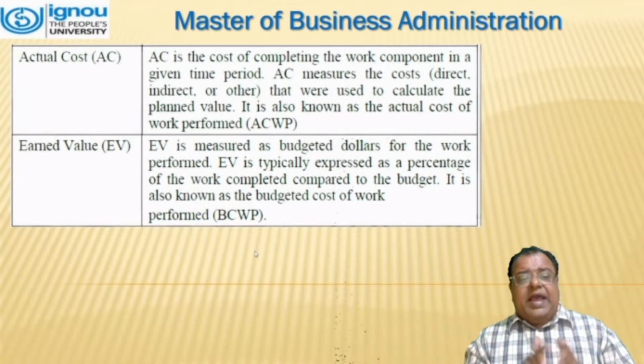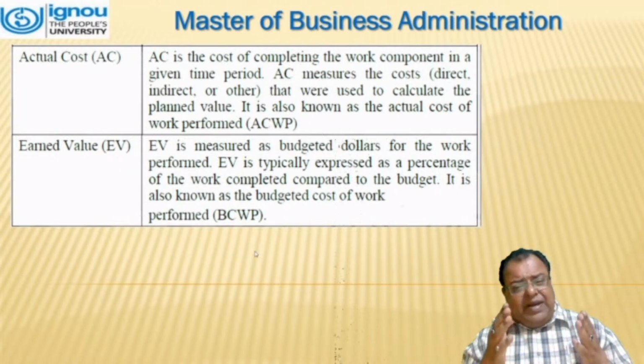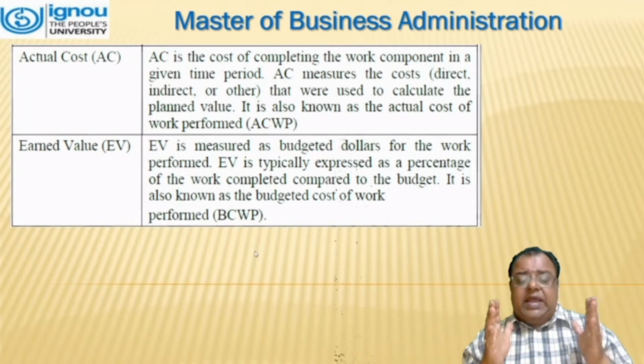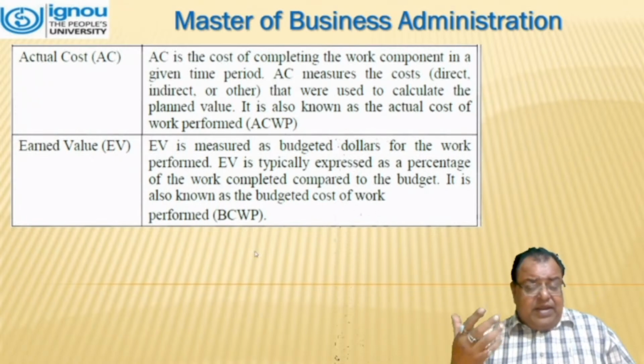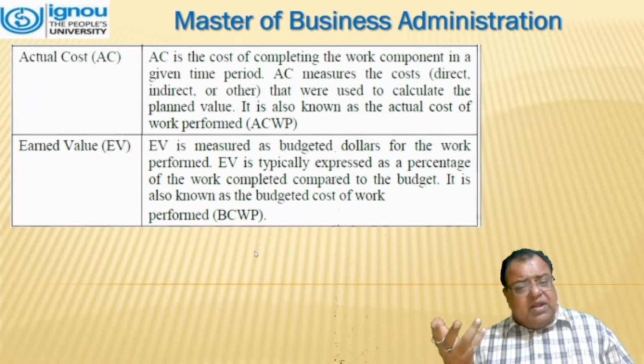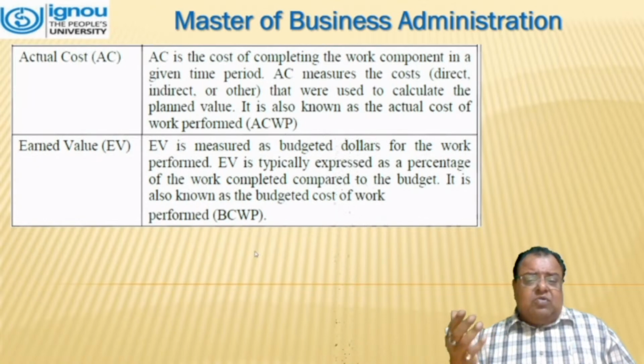Actual cost. Actual cost is the cost of completing the work component in a given time period. AC measures the cost, which can be direct, indirect, or other, that were used to calculate the planned value. It is also known as the actual cost of the work performed, which is ACWP.